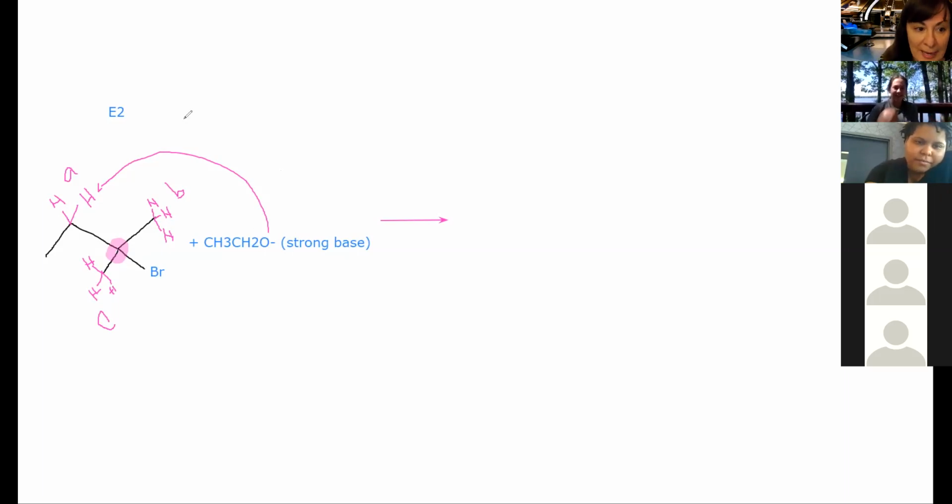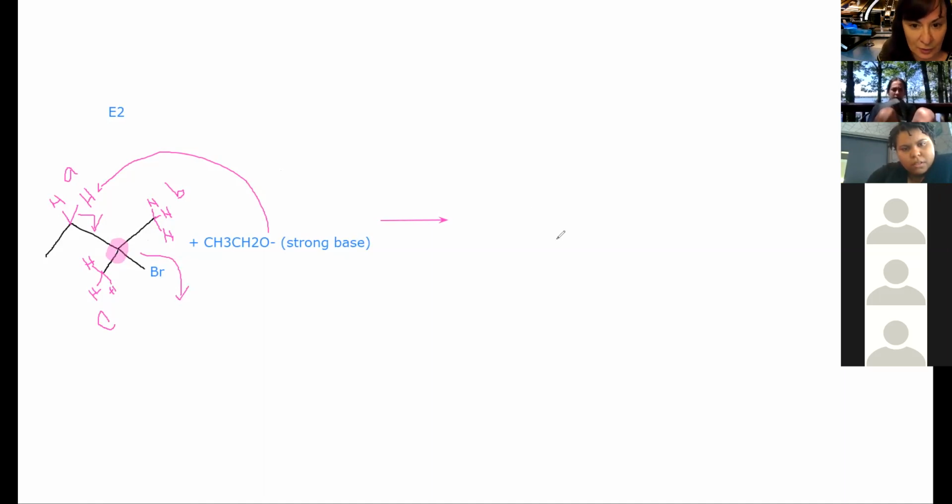Okay, so your base comes and takes away this hydrogen, right? Y'all can see that this hydrogen and this hydrogen would be the same thing. There's no difference between them, right? Take away the hydrogen, use the electron pair to build our double bond here, kick our bromine out. And if we do that, let's draw what our product would look like.